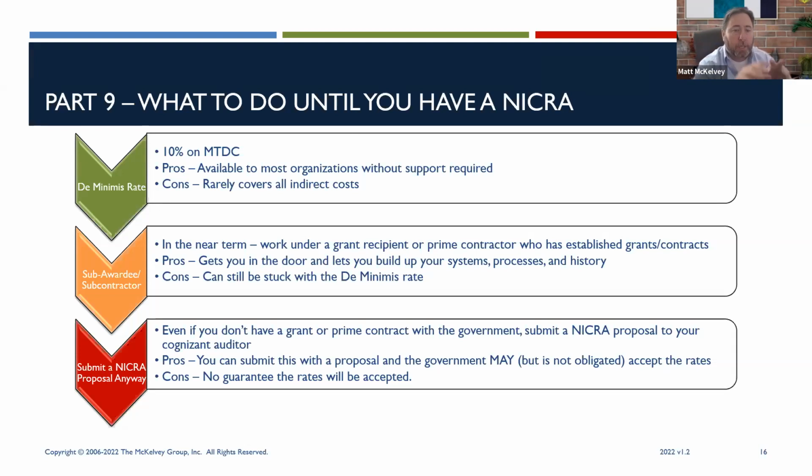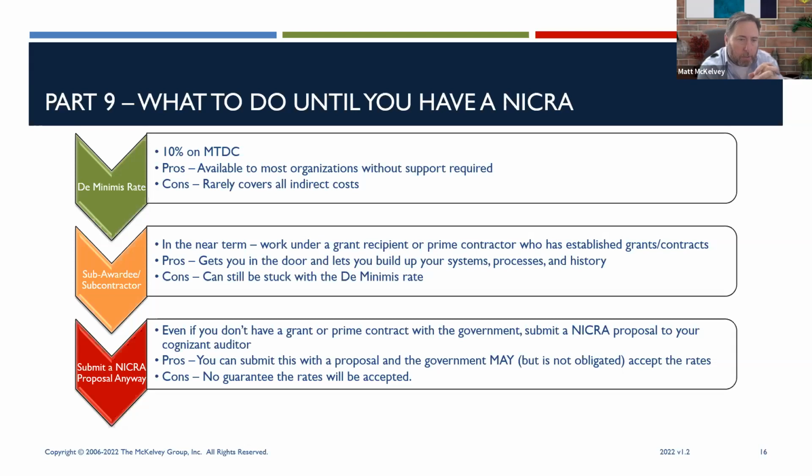All right. So the con as a subcontractor or subawardee is you might still be stuck with a de minimis rate. If the prime or the grantor says, no, since you don't have a NICRA, we're only going to give you the 10% de minimis, you may still end up getting stuck with it. All right. You can't guarantee you won't. But that's, to me, the best way.